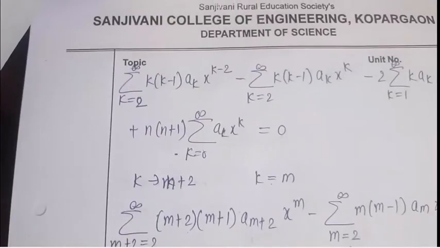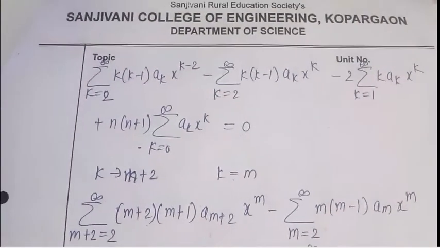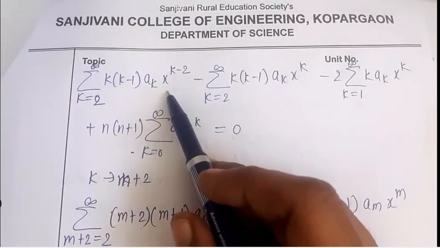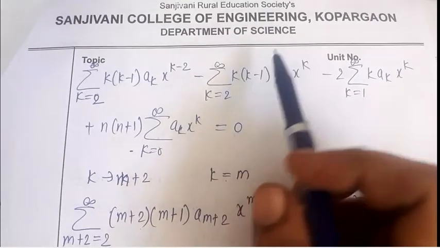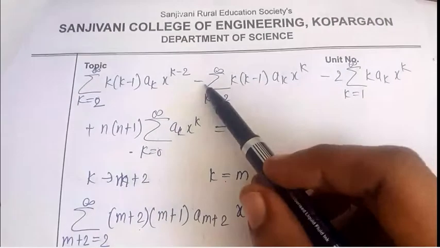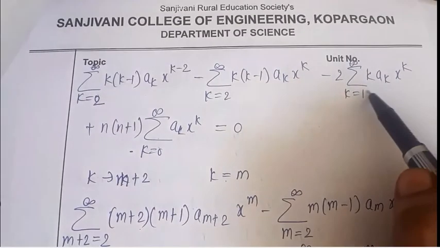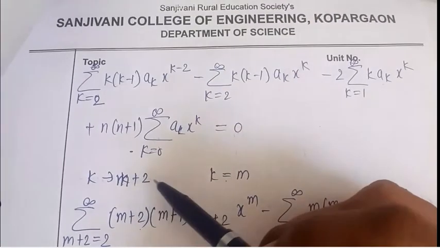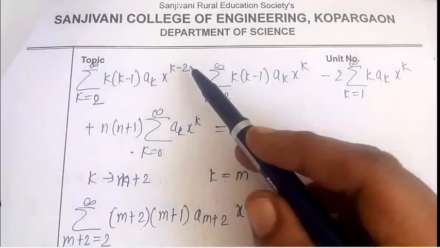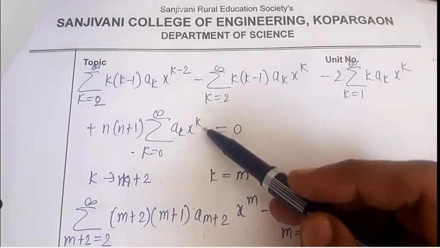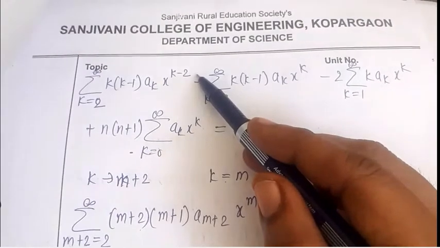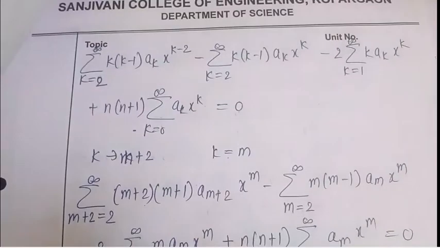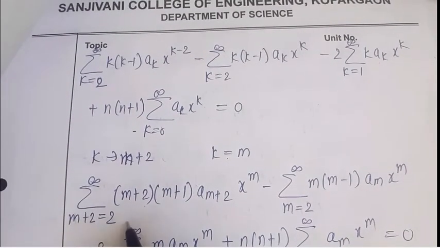So the first summation starts from k = 2 to infinity of k(k-1) a_k x^(k-2), minus the summation from k = 1 to infinity, where x to the power k-1 multiplied by x becomes x^k, of k a_k x^k, plus n(n+1) a_k x^k. Now replace k by m+2 in the first summation, because we want to convert all these powers to the same. Here we have x^k, and here x^(k-2). If we replace k by m+2, we get x^m.